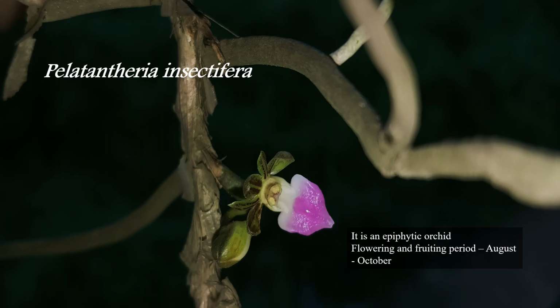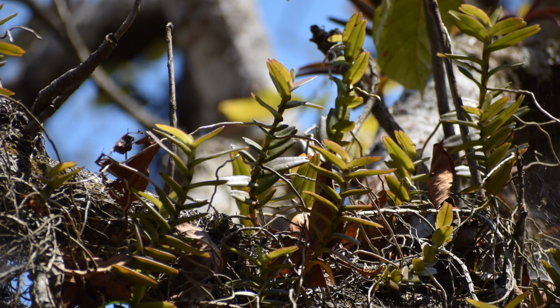Then I will show you the whole plant of this Plantenthera insectivora, how it looks. Here I was talking about the small leaves that you can see, and you can distinguish it from other orchid species. So this one is the Plantenthera insectivora as a whole plant.